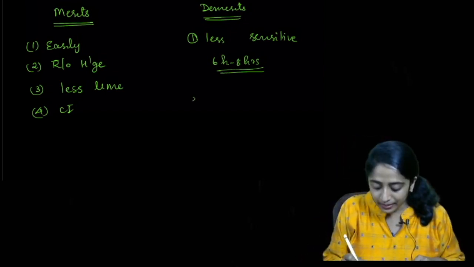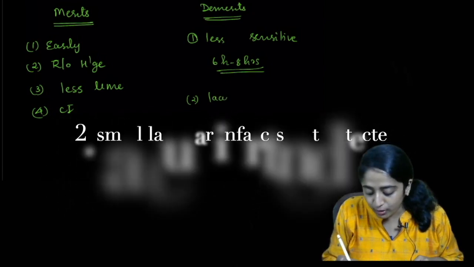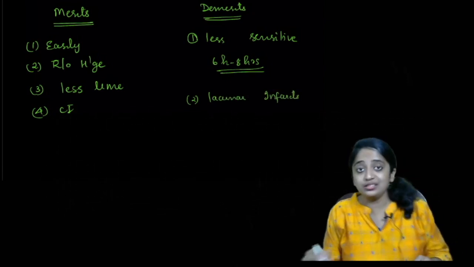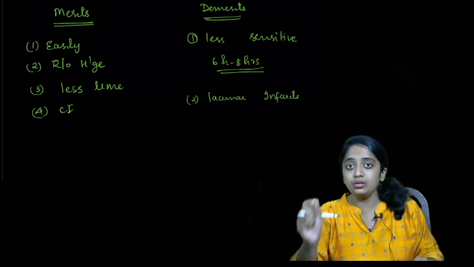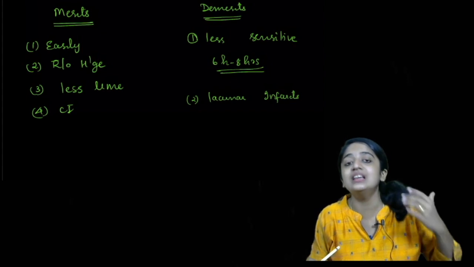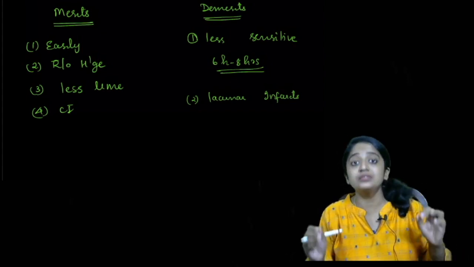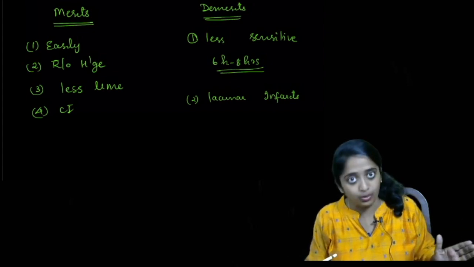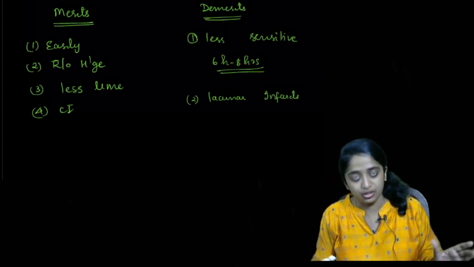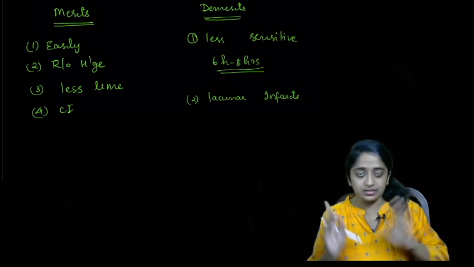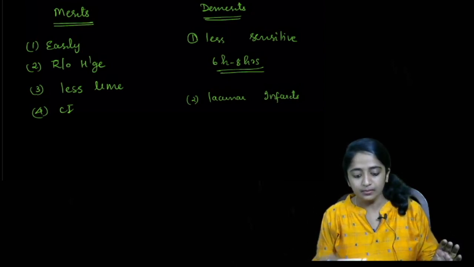Then small lacunar infarcts. What do you mean by lacunar infarcts? These are due to occlusion of penetrating vessels. They may be missed easily on CT. Even if a CT is normal, the patient may be having an ischemic stroke. You cannot pick up those conditions, so keep this in mind. But still, CT is the most commonly ordered investigation.